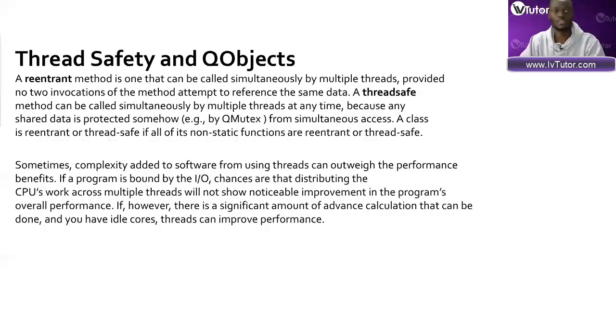A class is reentrant or thread-safe if all of its non-static functions are reentrant or thread-safe. So as long as all your functions are thread-safe or reentrant, then your class is thread-safe. Reentrant means no shared access to data or no data sharing between functions. Thread-safe means data sharing is allowed, but there's no simultaneous access to that shared data. So these are some of the theory questions you can get on threads that you will have to know about.